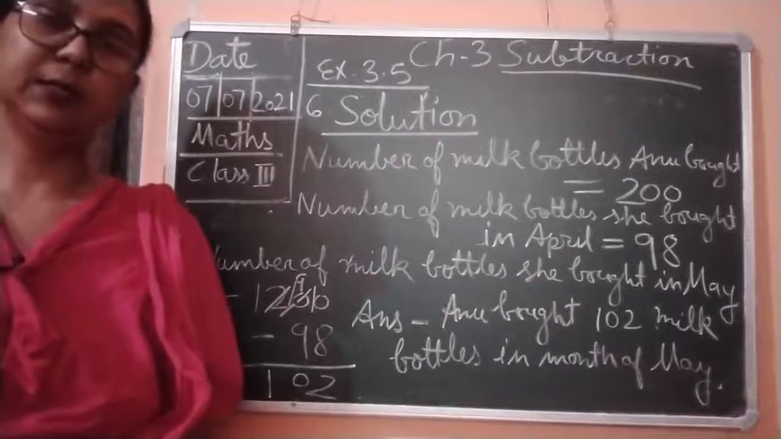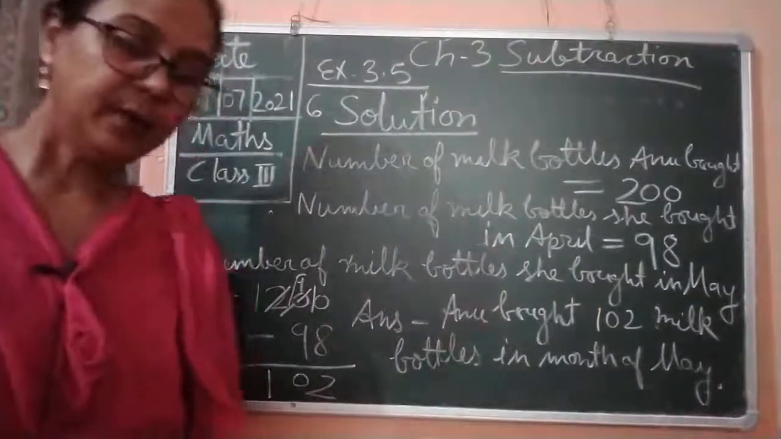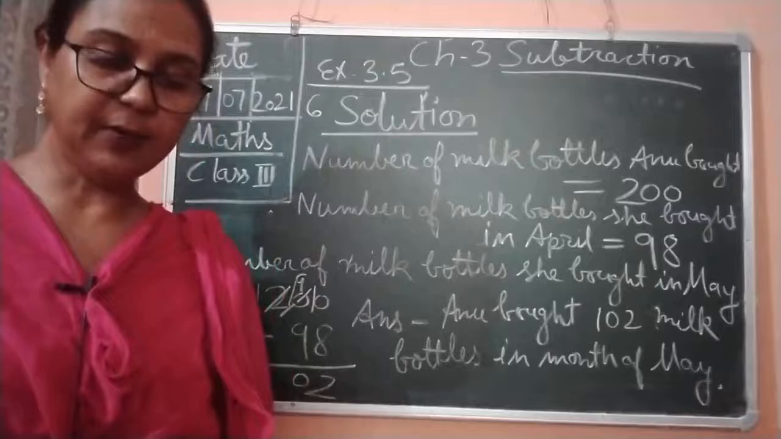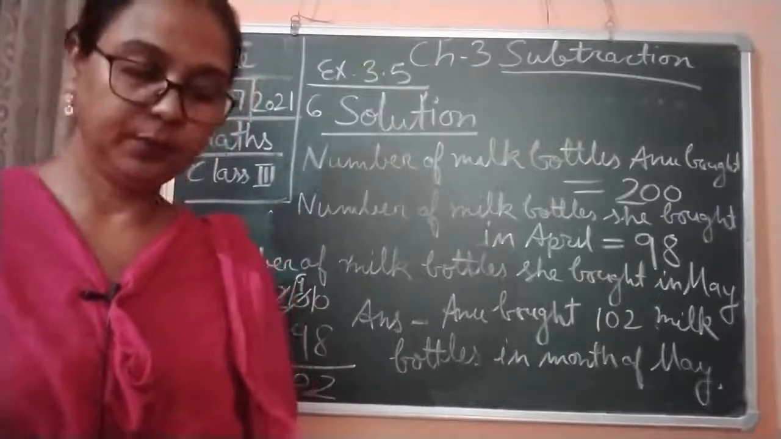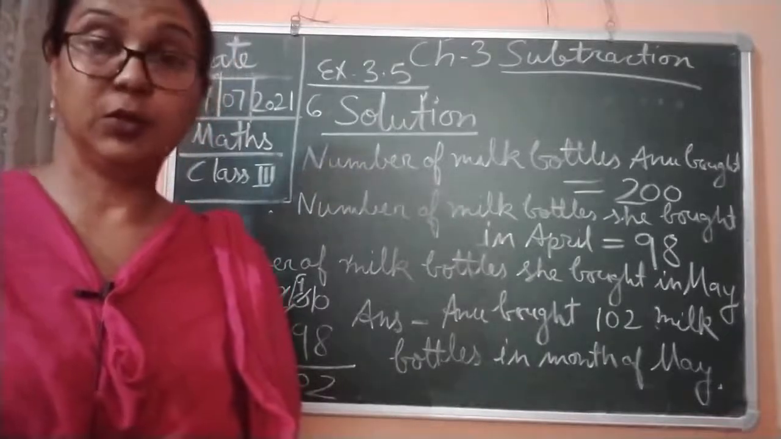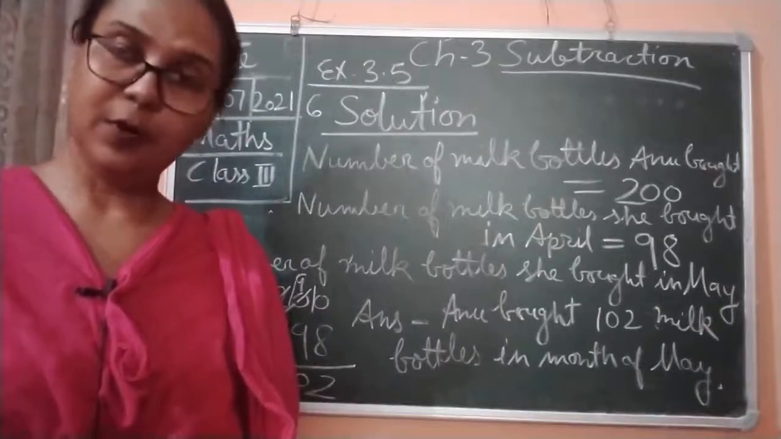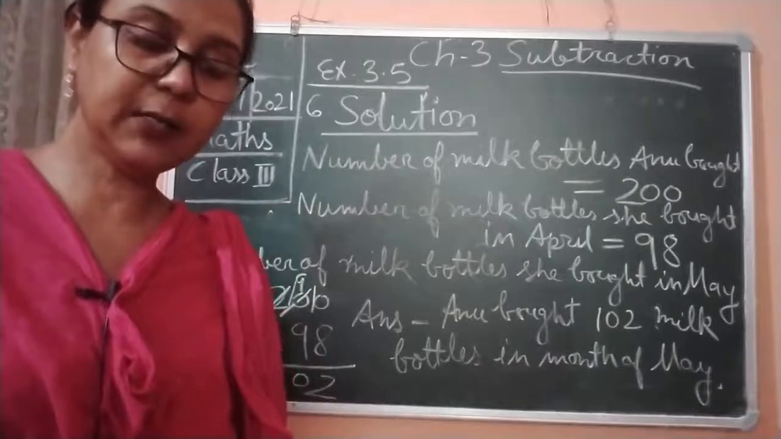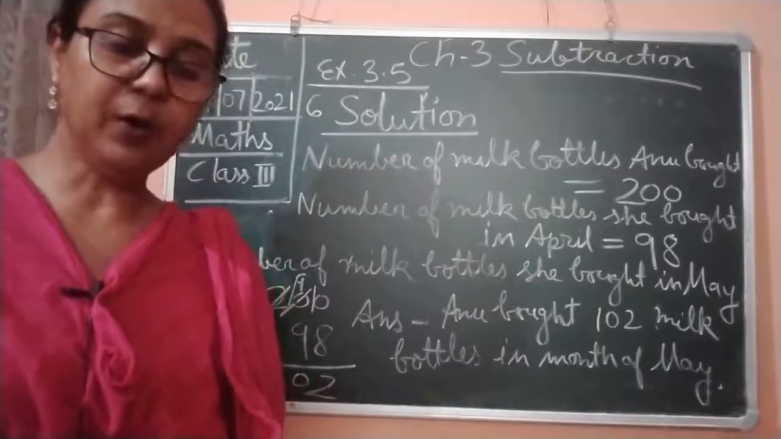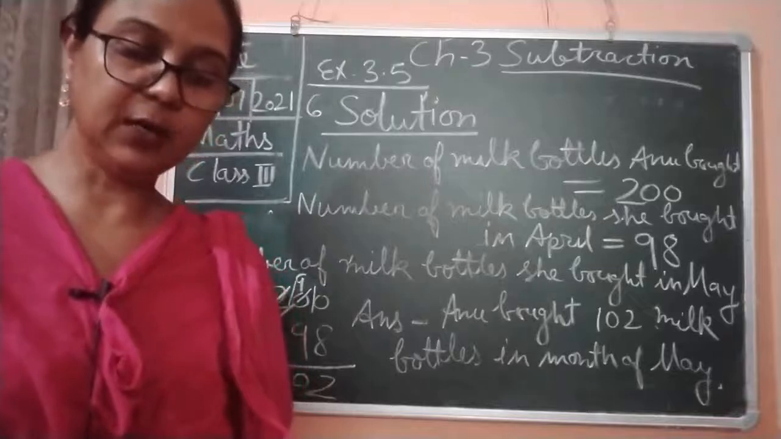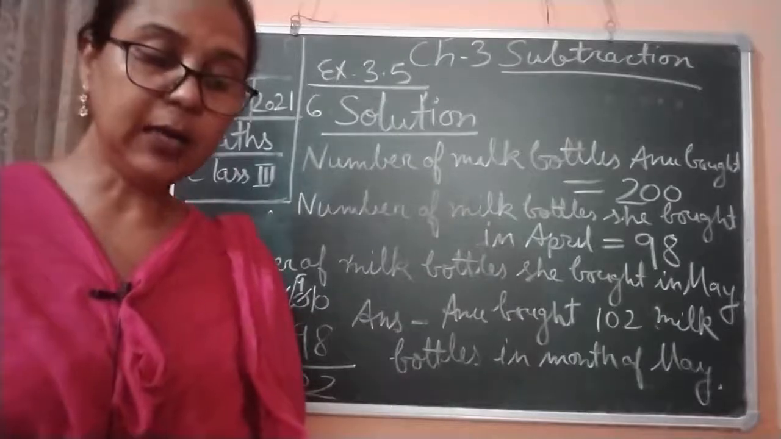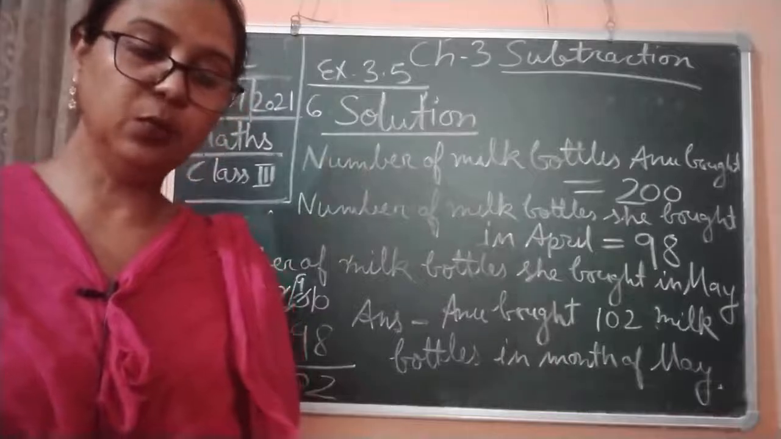So our next question is, there are 430 seats in a cinema hall. On one day 85 seats were found vacant in a show. How many people saw the movie in that show? Write the number sentence. So children, this is another word problem. So there are 430 seats in a cinema hall. On one day 85 seats were found vacant in a show. How many people saw the movie in that show?